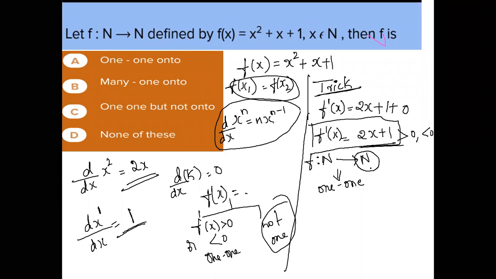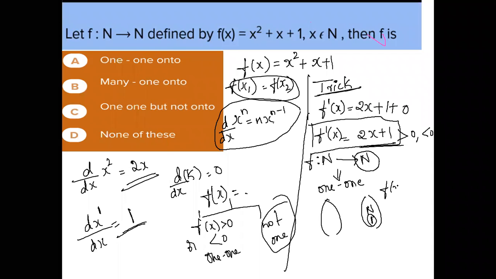It is not onto. Why is it not onto? For which natural number do you not get a mapping? See, onto means codomain should be equal to range. The codomain starts from 1.